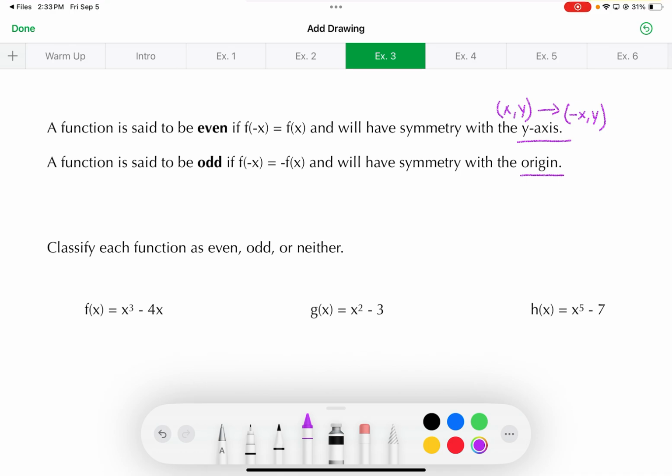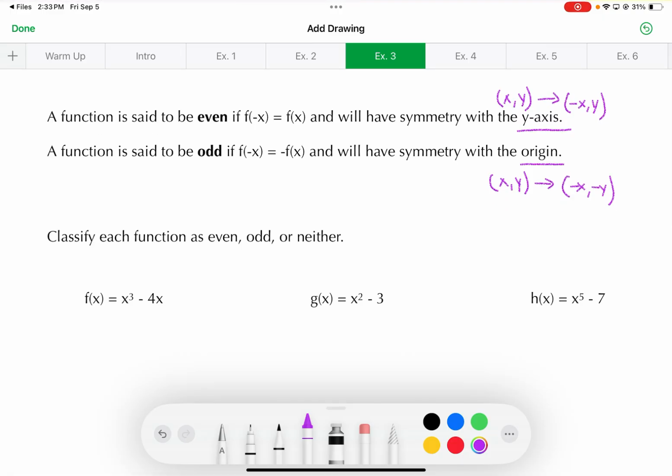Okay? To be odd, you have to have symmetry with the origin. And that means x, y is becoming negative x, negative y, right? So in terms of the function notation, evaluating the function with negative x should produce the opposite of whatever the function is evaluated at x. F of negative x equals the negative of f of x. So let's classify the following below.